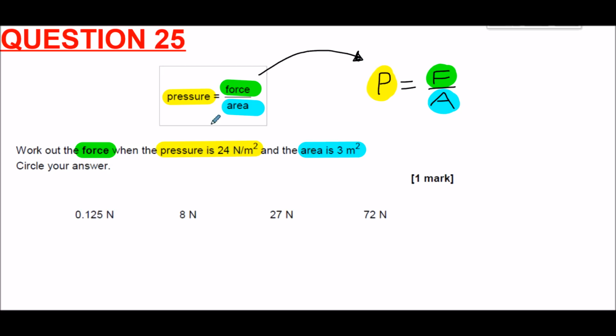Now because we want to work out the force, we want the force on its own. So we don't want the area next to the force. So that area can move to the other side. If that area swaps side, it swaps from doing what it is now to the opposite sign. That's force divided by area. Opposite of dividing is multiplying. And so what that's saying is that the force is actually the pressure multiplied by the area.